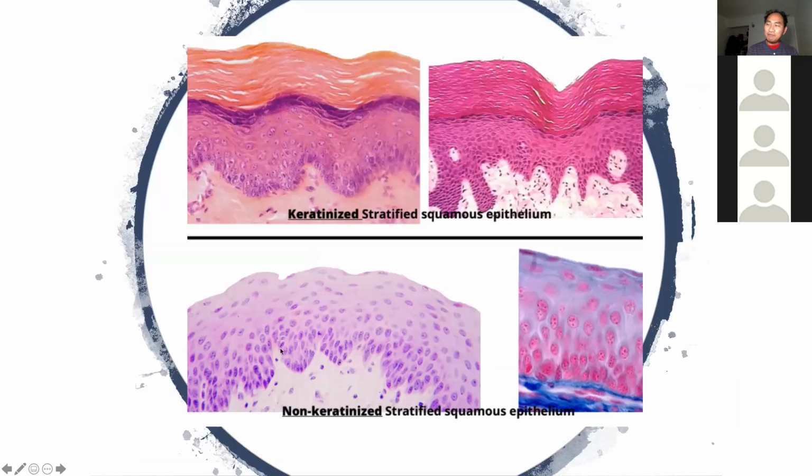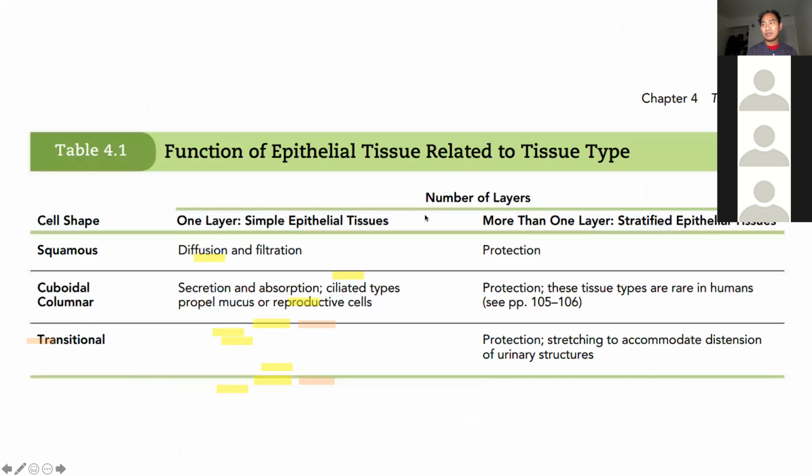And squamous epithelium, flat cells. If you look carefully, flat cells but multiple layers, so stratified squamous epithelium. Here, stratified squamous epithelium, but we have a coat which is a waxy layer called keratin. Then this will be keratinized squamous epithelium. So these are the functions in short. I want you to remember that, because that will be in the exam.